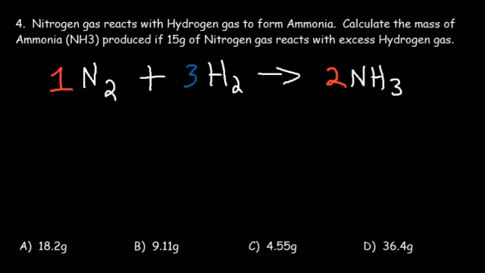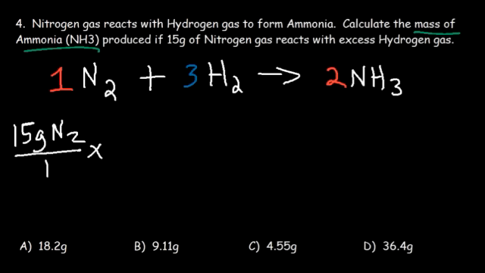Now this is a limiting reactant problem. We have the grams of nitrogen gas, and we really don't need the grams of hydrogen because it's in excess. It's the excess reagent. The limiting reactant is the one that runs out first. So this is a gram to gram conversion. We need to convert from the grams of N2 to the grams of NH3. We want to find the mass of ammonia. And the best way to do this is to use stoichiometry. So let's start with what we're given, 15 grams of nitrogen gas.